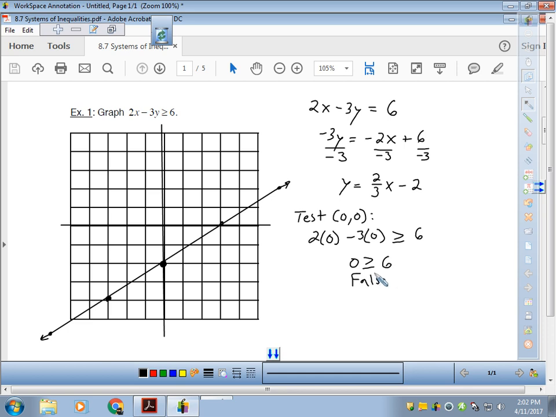So since that's false, I don't want to include (0, 0). So I don't want to shade up here. Instead, I want to shade down here. So I'm going to shade in all of this space down here.